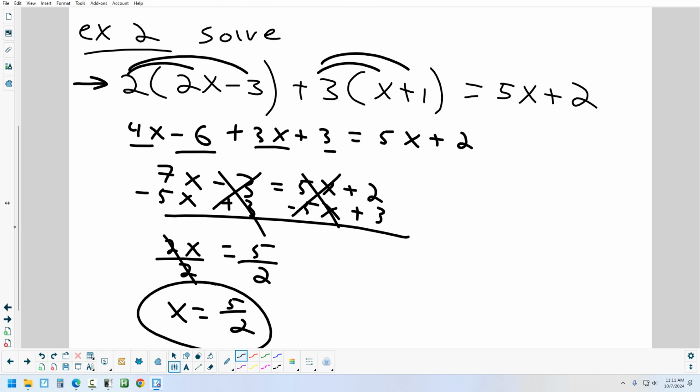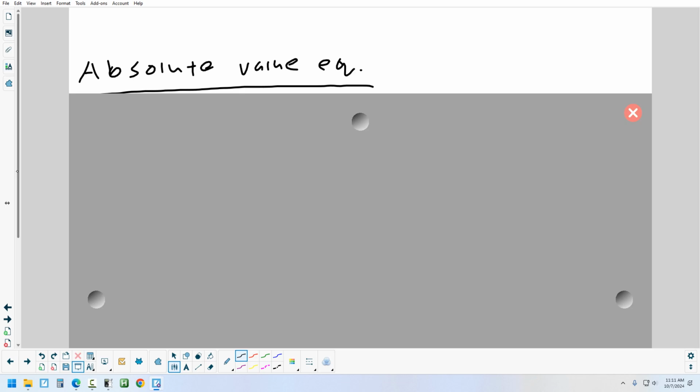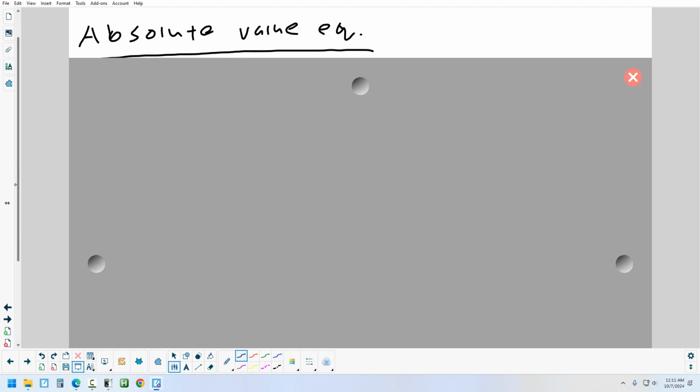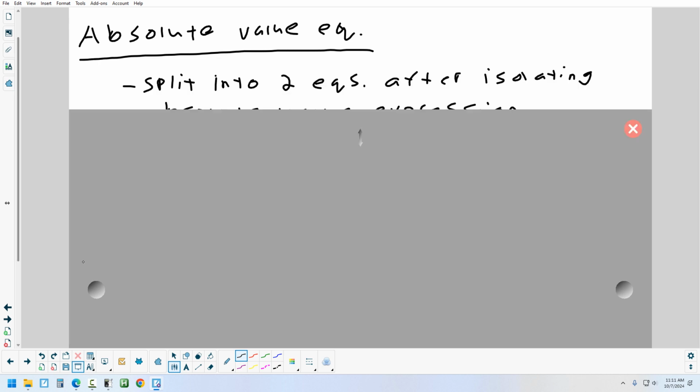Okay. Any question on solving that equation? All right. So the next application we're going to look at is absolute value, and that's going to split into 2 problems. Okay, so we're going to have 2 equations to solve.